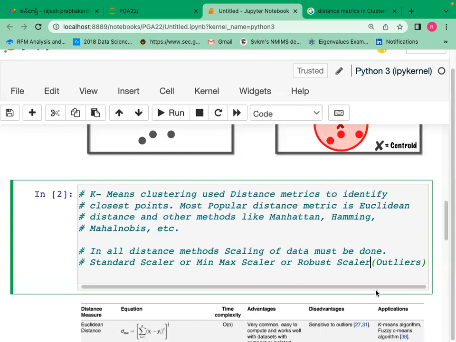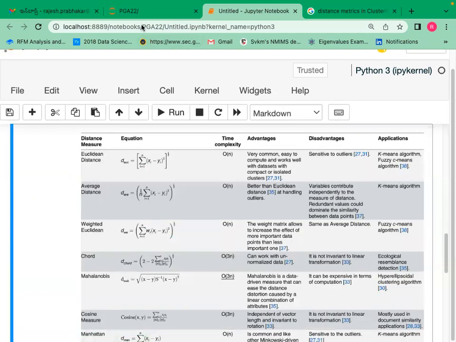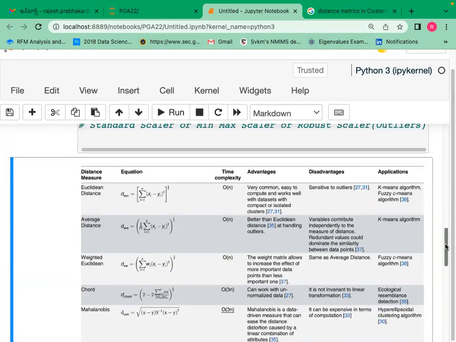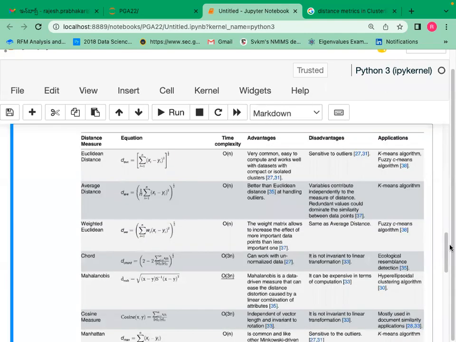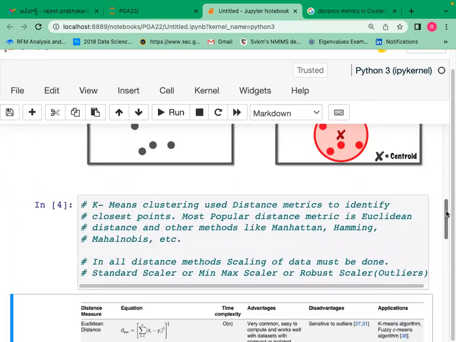When there are very large outliers, then you use robust scalar. If you have a minimum amount of outliers, or the outliers are very small, standard scalar and min-max scalar will take care of them. But when your outliers are very huge, then we have to use robust scalar. Robust scalar is based on quartiles. So when you have very large scale outliers, the only option we have is robust scalar. When your outliers are minimal or very small, then we can use standard scalar or min-max scalar.